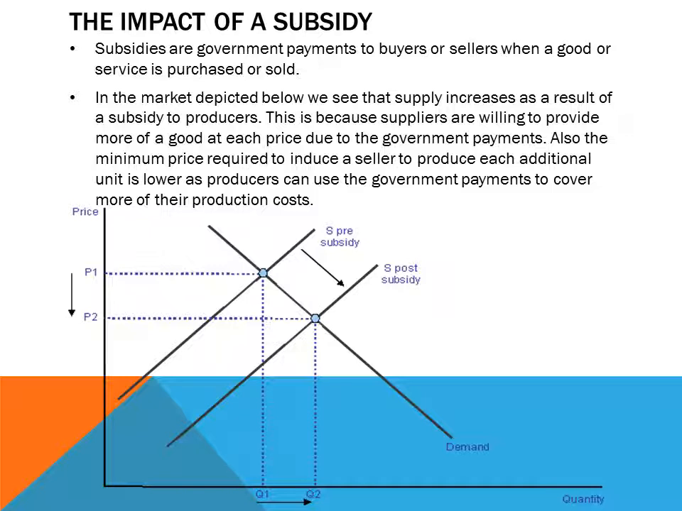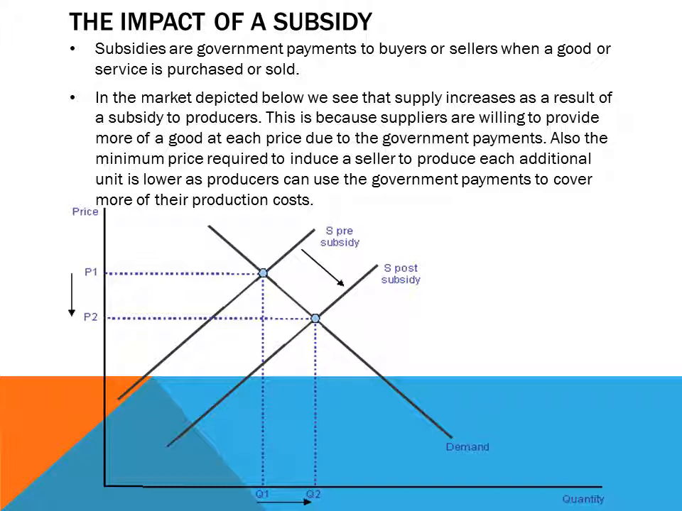Also, another way that you can think about this is that the minimum price required to induce a seller to produce each additional unit is now lower because producers can use government payments to cover more of their production costs. Actually, what happens is production costs stay the same, but they appear lower to the seller who receives this added government subsidy.